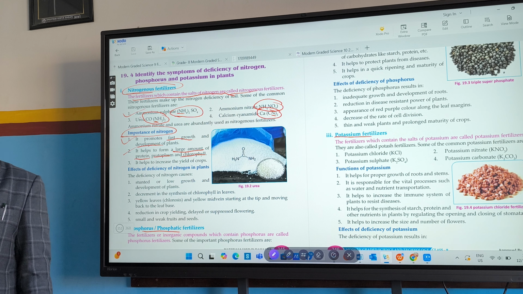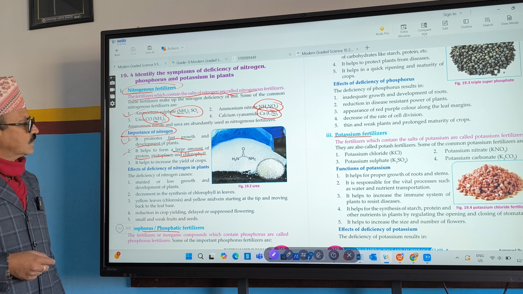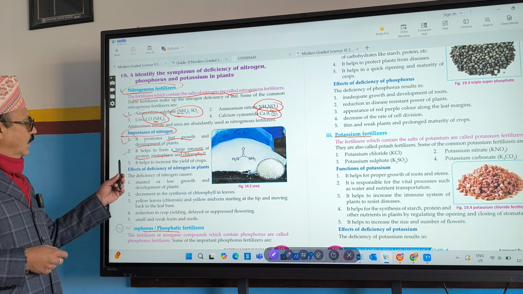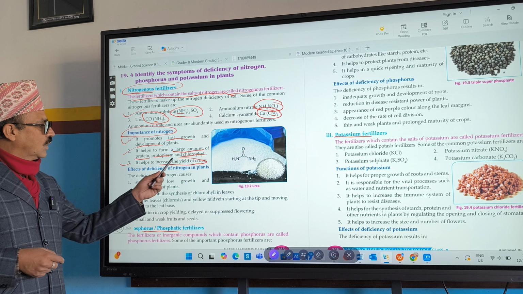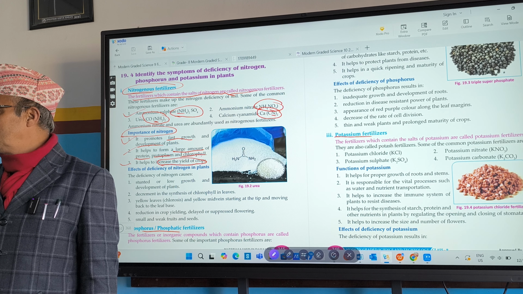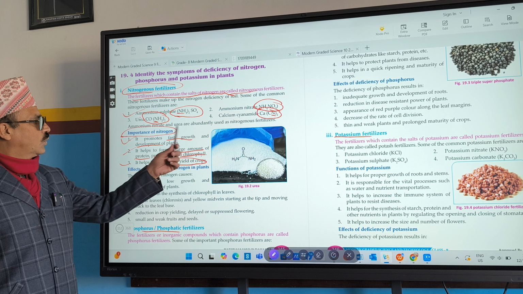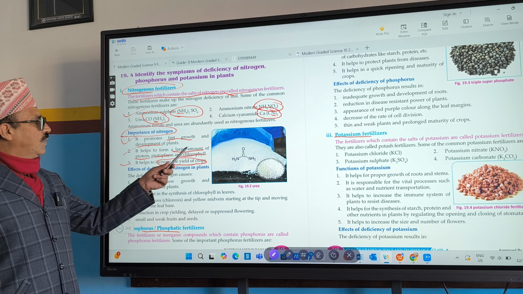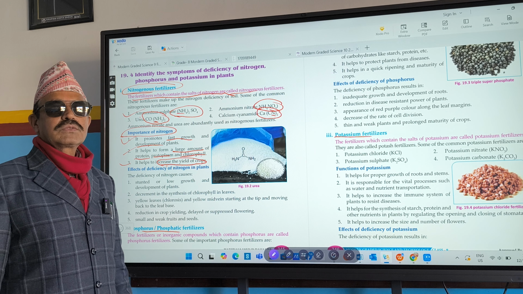It helps to form a large amount of protein, protoplasm and chlorophyll. Third one, it helps to increase the yield of crops. Production of crop will be higher because of nitrogen. Number one, fast growth and development, large amount of protein and increase in yield of crops.